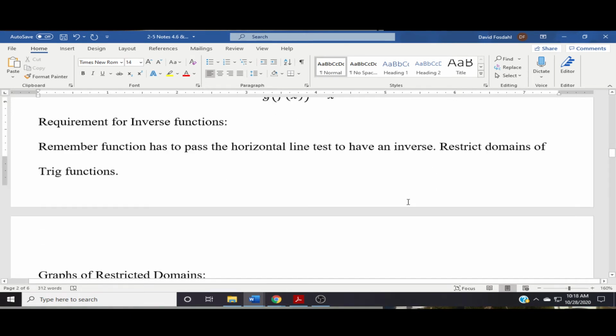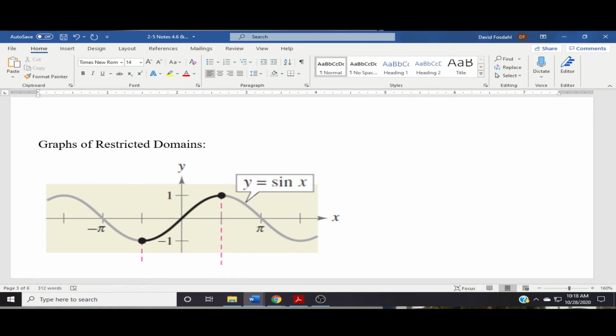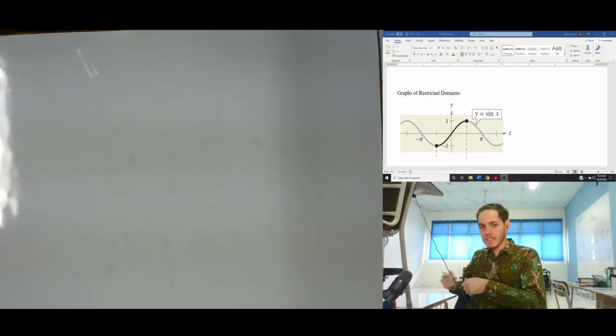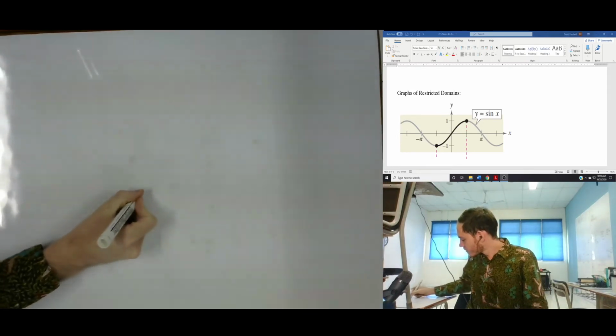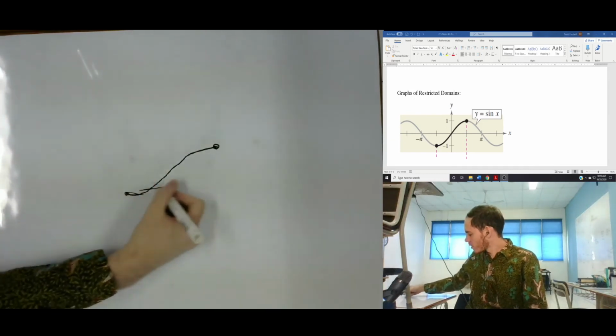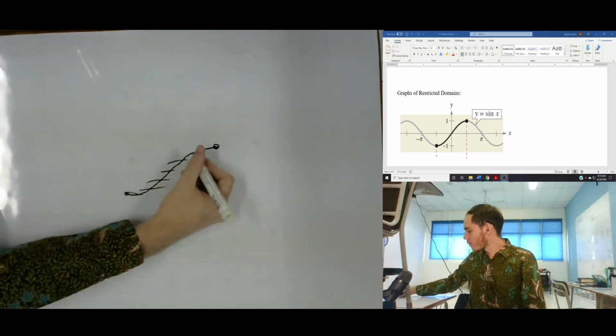Now, what domains are we going to be restricting? Well, in this case, we're restricting sine. What's our restriction? Well, this is pi over 2, and this is negative pi over 2. So why are we restricting it to this area? Well, again, do the horizontal line test. If we did the horizontal line test on this sine function, it would pass it, right? The horizontal line would only go through one point.